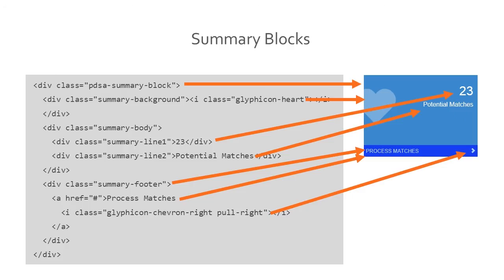I laid this out very similar to the way that I did the Readme Box. So I've got a summary block, that's the outer guy. Then I've got what I call the summary background, that's the whole background area. And I have a body area, which is where the 23 and the potential matches are. Then I've got a summary line 1 and a summary line 2, and then I have a footer area. So that's how I've laid this out. Again, very similar to what you would do with a panel or something.